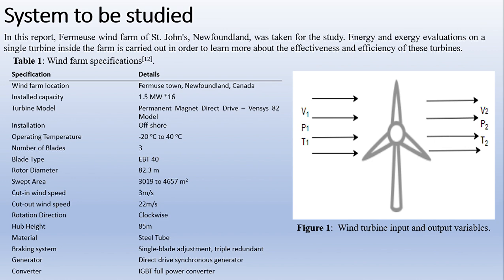As I have already mentioned, Fermeuse wind farm of St. John's, Newfoundland is taken for the study, and energy and exergy analysis of a single turbine inside the farm is carried out in this report to learn more about the effectiveness and efficiency of those turbines. Table 1 shows the wind farm specifications and figure 1 shows the wind turbine input and output variables which are velocity, pressure and temperature.